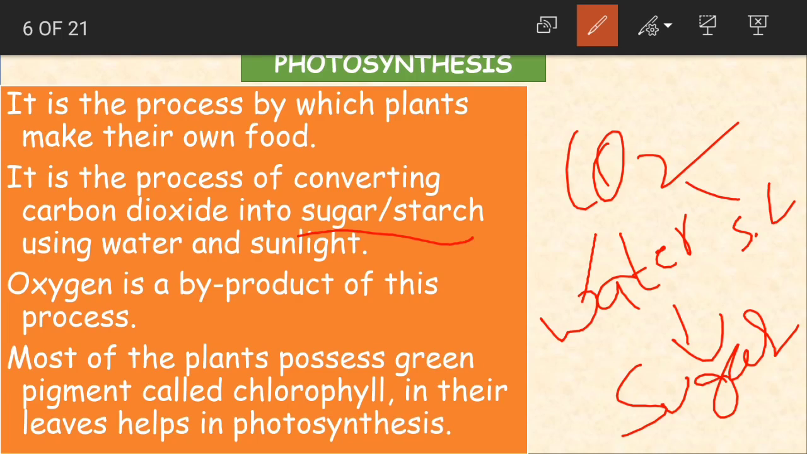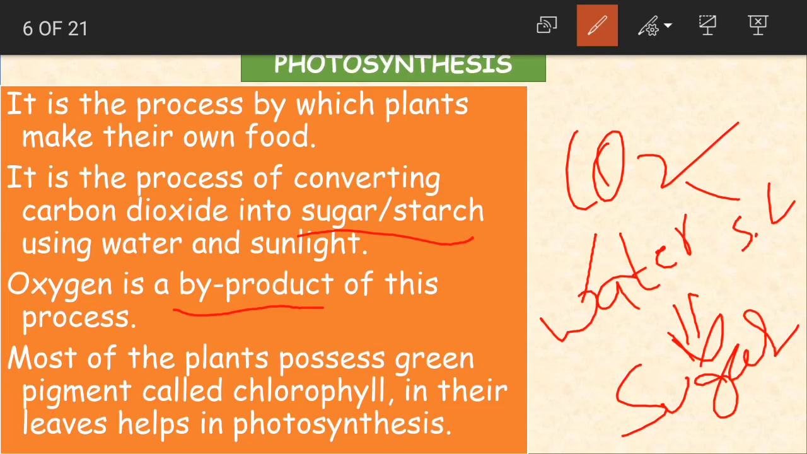Okay children, when this process is happening, oxygen is also released. That is why we say oxygen is a byproduct. Byproduct, like a bonus, like an extra advantage. Oxygen is a byproduct of this process. So actually sugar, that is glucose, will be released, and apart from glucose, oxygen is also released.